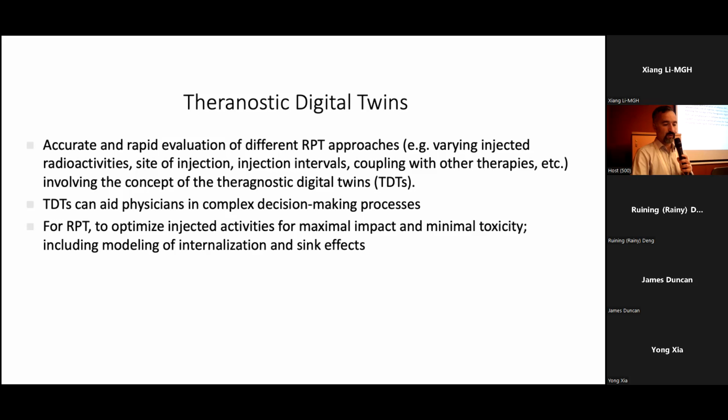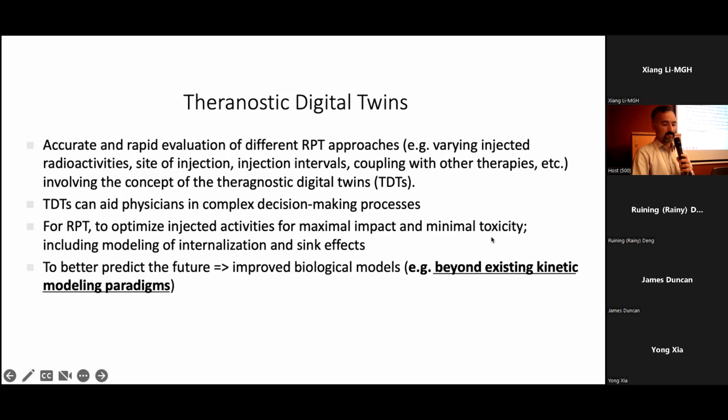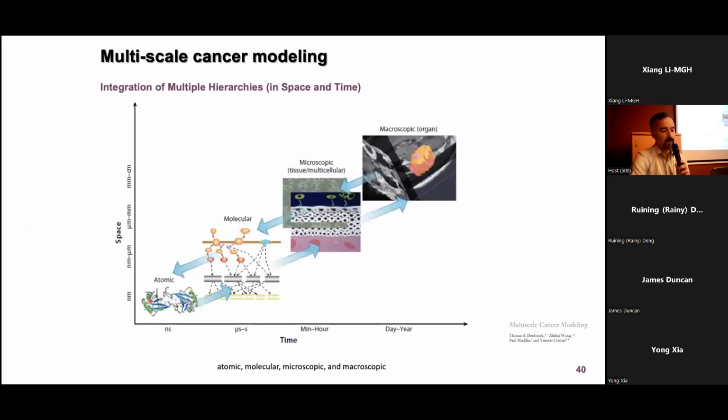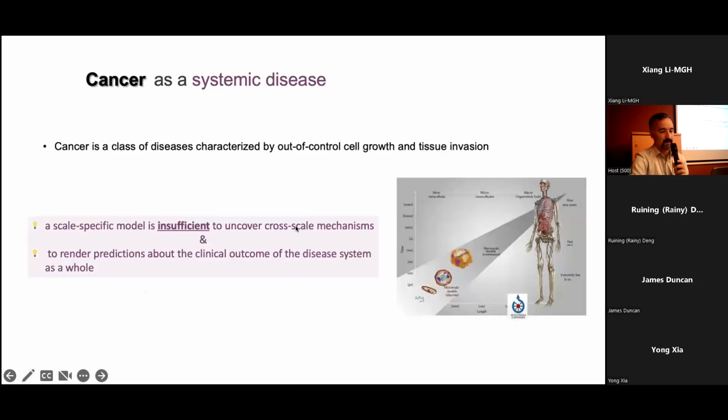In the interest of time, I'm going to move a little bit faster, but ultimately what we're trying to do is optimize towards maximal impact on tumors and minimal toxicity at organs at risk. But to do that, we need to improve biological models. You need multiscale modeling because in time and space, cancer is spread. A scale-limited model is insufficient to cover cross-scale mechanisms. Cancer is a class of diseases that is multiscale and expresses the cells in a multiscale sense.